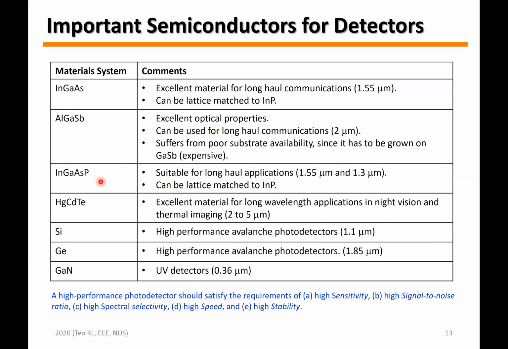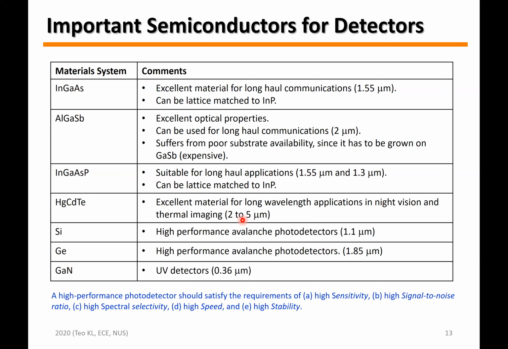Indium gallium arsenide phosphide quaternary, compared to indium gallium arsenide ternary, gives you a wider range of wavelength, so it is again suitable for telecommunication at 1.55 micron and 1.3 micron. Mercury cadmium telluride is an excellent material for long wavelength applications in night vision, such as night vision goggles, and also thermal imaging.